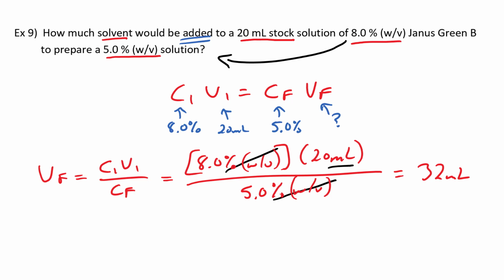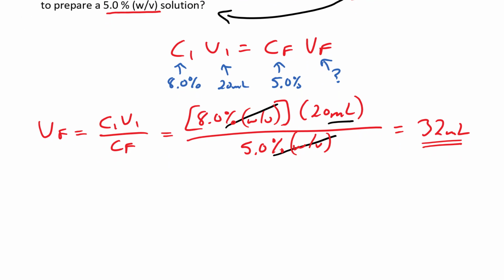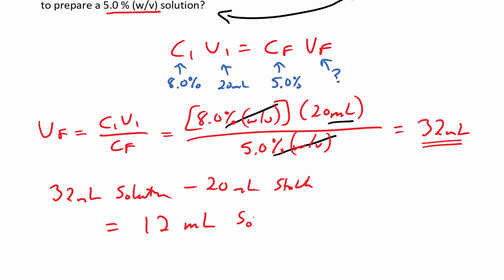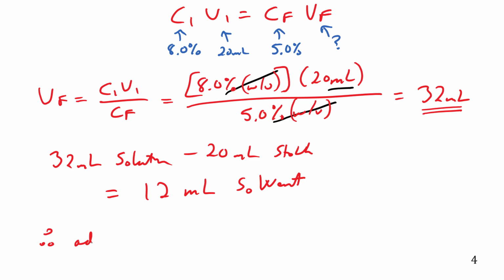32 mils. Now this would be my final volume. I didn't ask for that. I asked for how much do I need to add to the stock. As a result, I take my 32 mils total solution, subtract away my 20 mils stock solution, and this will give me 12 mils of my solvent. Therefore, add 12 mils solvent to 20 mils stock solution.